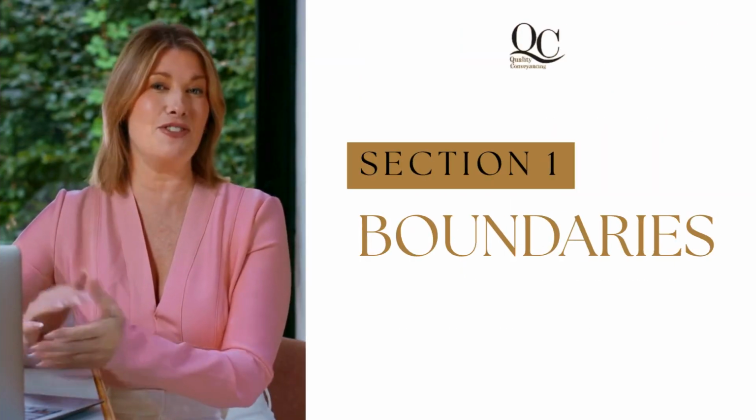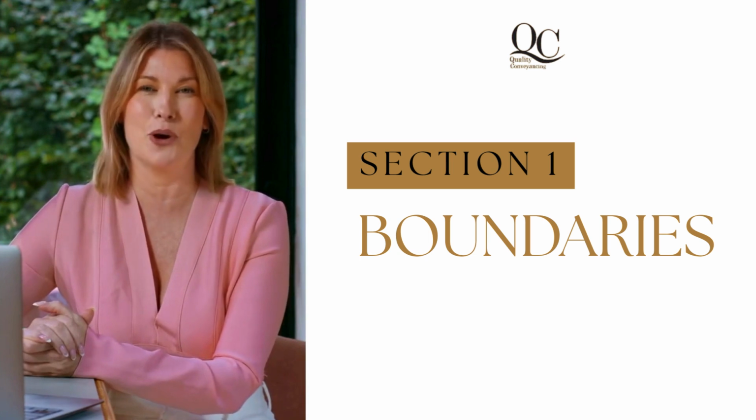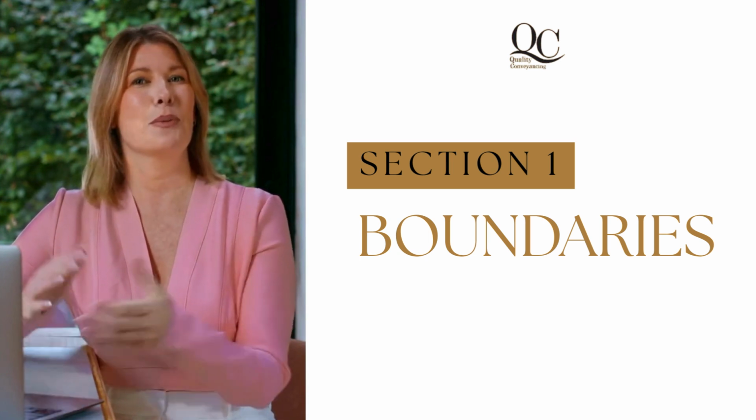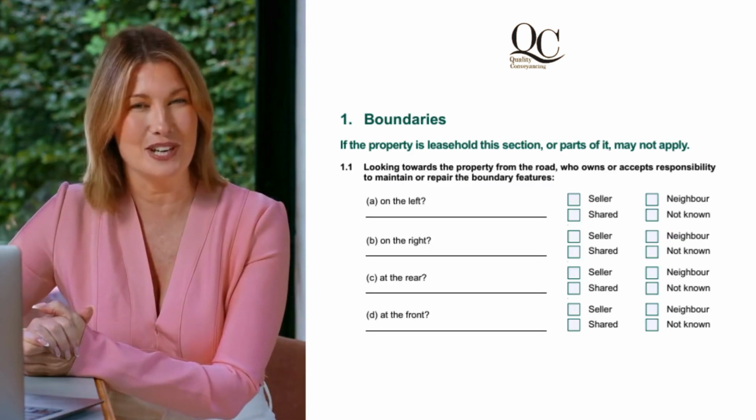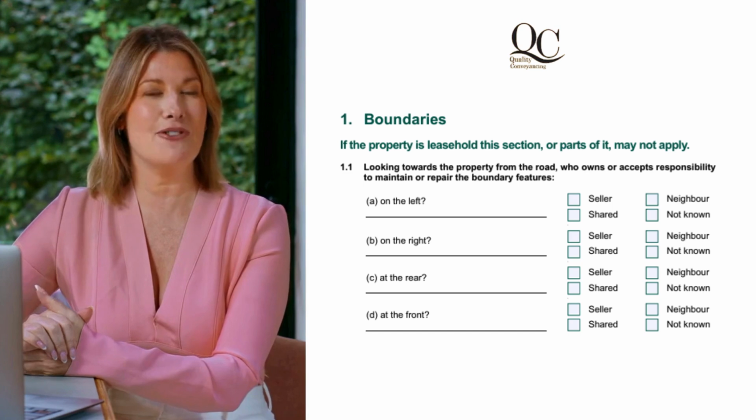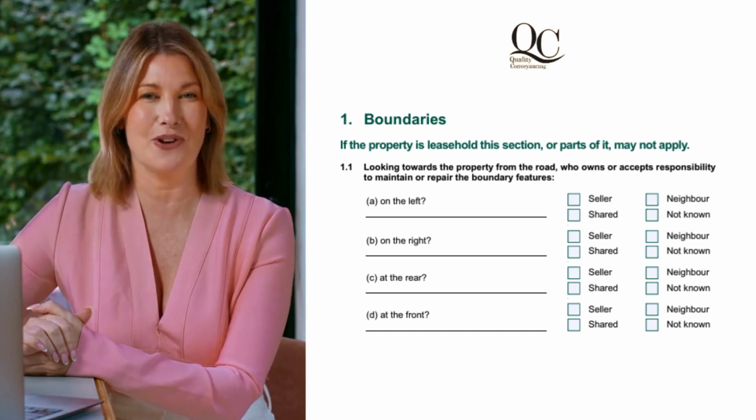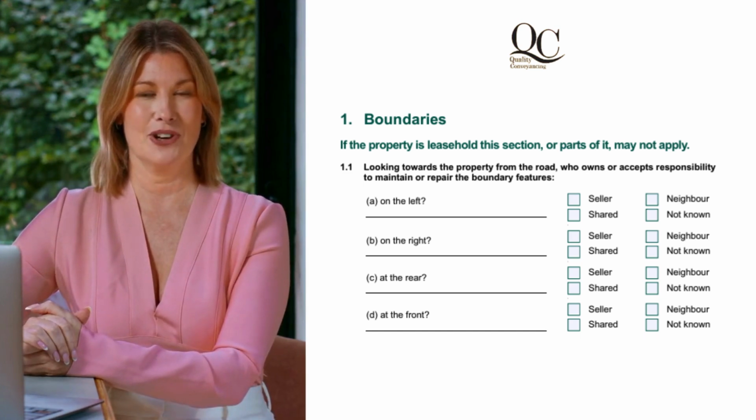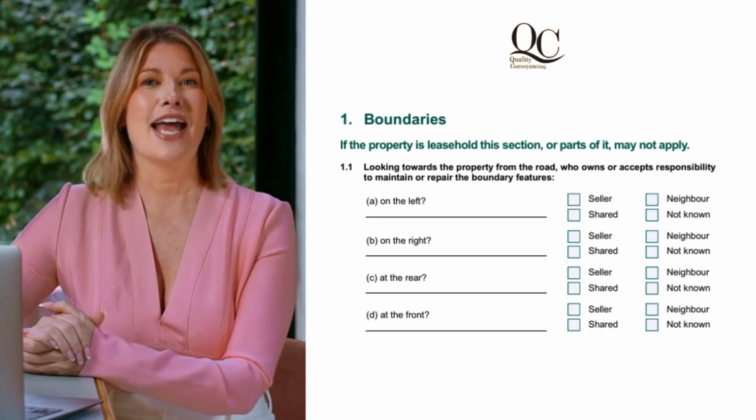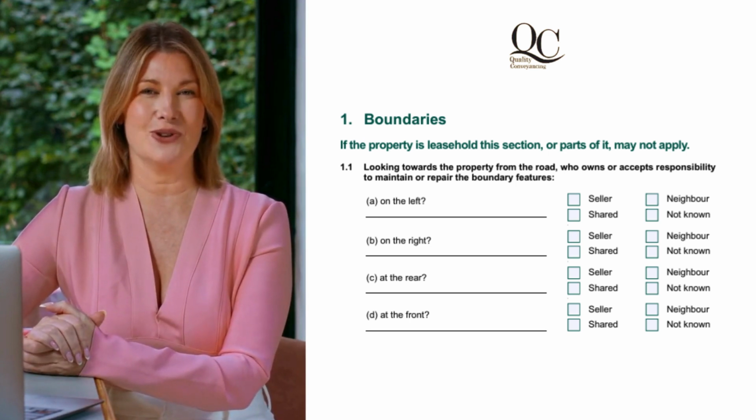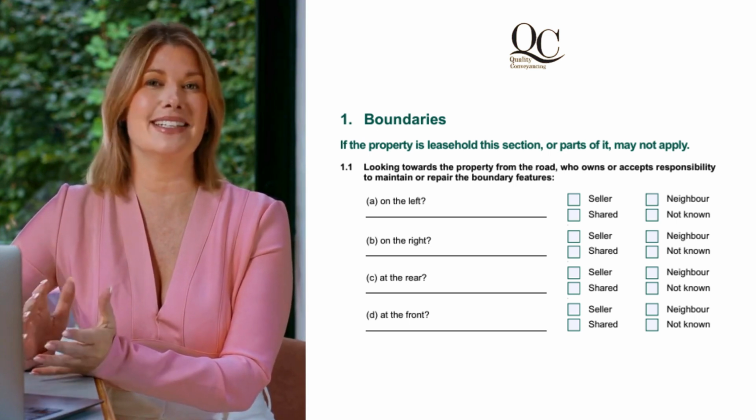Section 1 covers boundaries. This is simply about who owns or looks after the boundaries around the property. When you're facing the property from the road, you'll be asked about each boundary: the left, the right, the rear, and the front. For each one, you can select whether it's the seller's responsibility, the neighbour's, shared, or not known. And if you're unsure, choosing not known is completely acceptable.